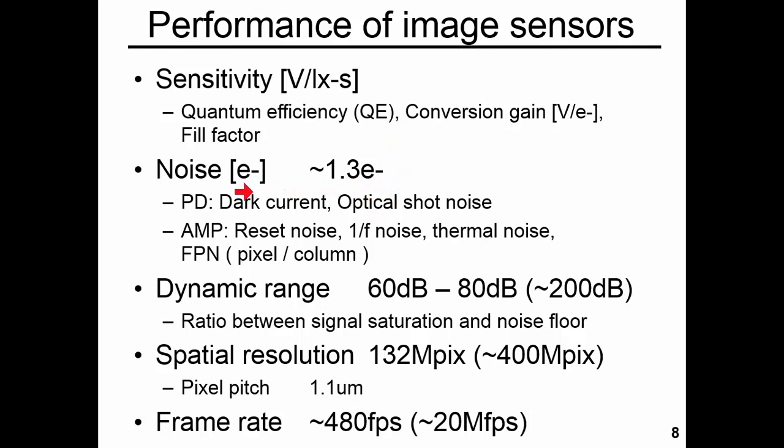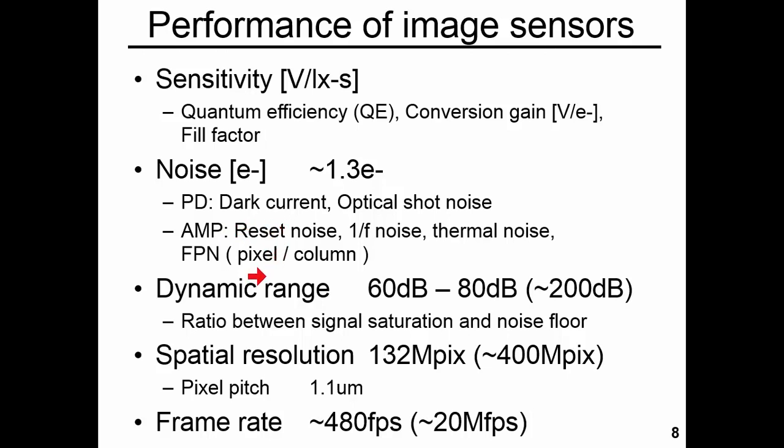There can be several kinds of noises. One is noise induced at the photodiode level, that is dark current and optical shot noise. And also the amplifier causes noises like reset noise, 1/f noise, thermal noise, and so on and so forth. And sometimes the amplifier gain variation causes fixed pattern noise.